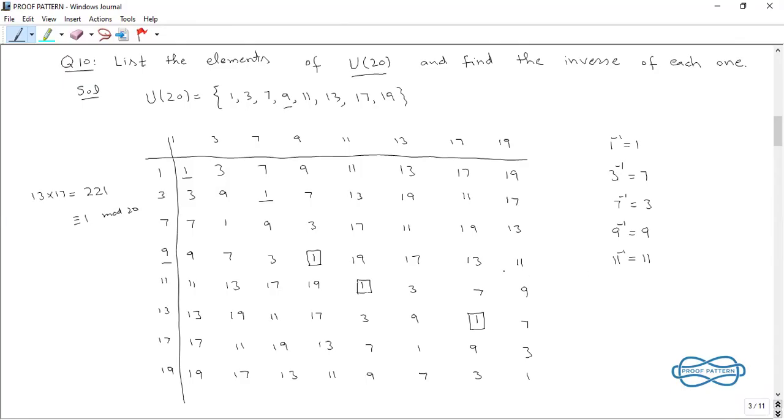So the inverse of 13 is 17 and the inverse of 17 is 13, and this one is here in the row of 19. We multiply 19 with 19, we get 1. So the inverse of 19 is 19.